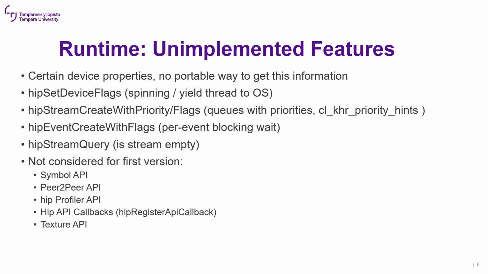There are some features in HIP which require an OpenCL extension to implement in HIPCL, and in some cases such extensions do not exist yet. One of them is that the HIP API lets users choose the synchronization method depending on whether the user prefers low latency or low CPU usage. There are also several parts of the HIP API which we did not consider critical for the initial implementation of HIPCL. This includes texture, symbol, and peer-to-peer API.